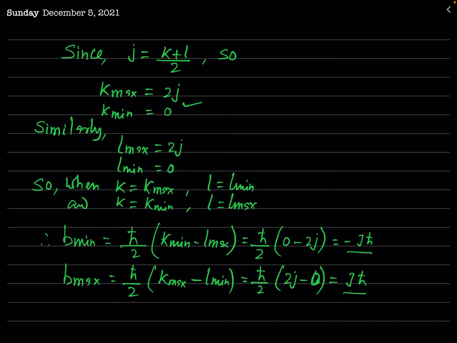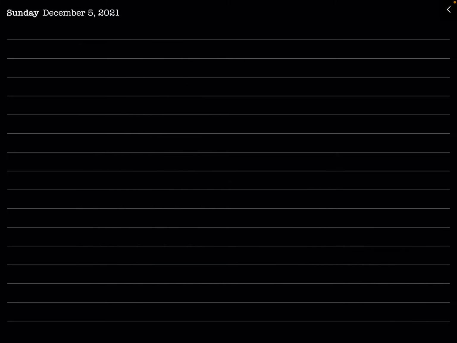So in this way, you can say what the different values of j will be. We have obtained the limiting values, and all the intermediate values between minus jh bar and plus jh bar you can easily find.